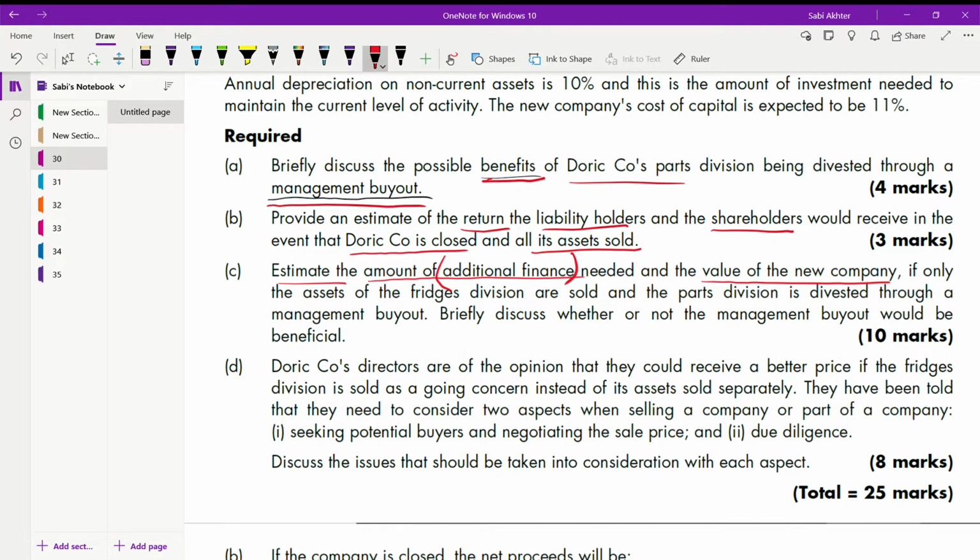If only the assets of the fresh division are sold and the part division is divested through management buyout. So here, the fresh division is sold, and the part division is sold through management buyout. Now briefly discuss whether or not the management buyout would be beneficial. Again, they have asked whether it will be beneficial or not. To answer this, you have to show through calculations. You cannot just write and tell.